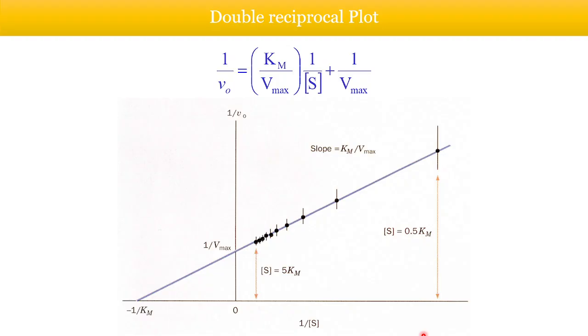Now based on this you can plot, like previously we plotted V naught versus substrate concentration. Here we are plotting 1 by V naught versus 1 by S. This is a double reciprocal plot. It's the same equation, written in a different manner. You get a straight line where the x-intercept is minus 1 by Km, the y-intercept is 1 by Vmax, and the slope is Km by Vmax. So if you know the substrate concentration, you can find the Km from the x-intercept and the Vmax from the y-intercept.